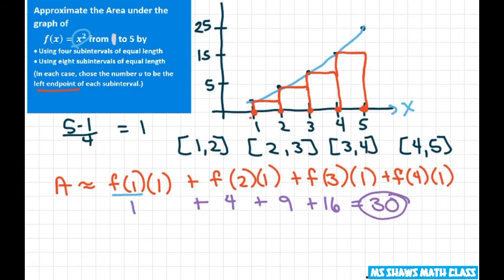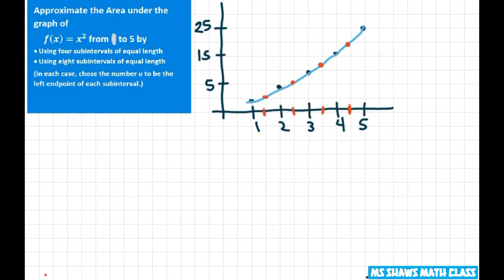All right, now for the 8, we're going to do the same thing. We still want the left endpoint, so it's going to be more like this. We've got 1.5 here. So if I draw this down, this is 1.5. This is 2.5, 3.5, and 4.5.